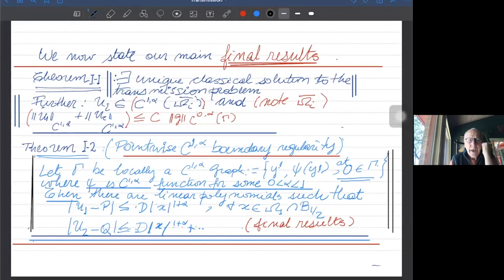And then basically at the end of the day, we have these two theorems, right? And maybe in some sense, theorem 1-2 is the more complete, right? That says that we have a pointwise C1 alpha boundary regularity, right? For the whole theorem, in particular, for the jump in the middle, right? The gamma being local and a C1 alpha graph, so the two things that come together, there is a sort of a regularity on the boundary, which is given by C alpha regularity of the first derivative in each side.